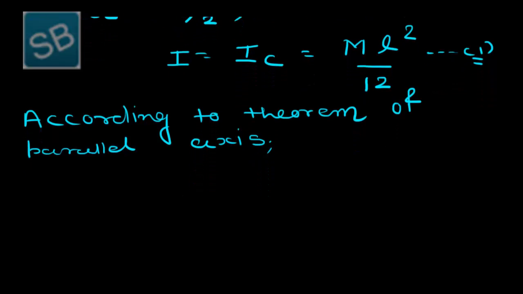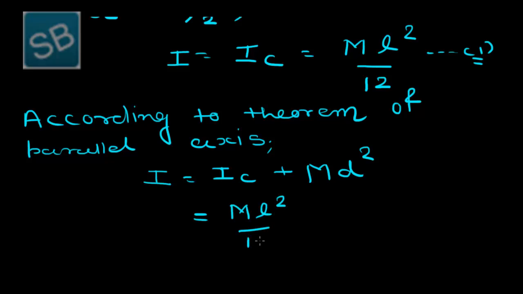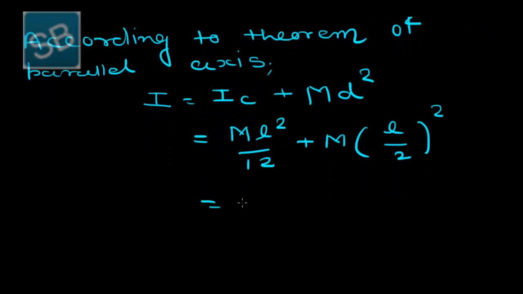I is equals to IC plus MD square, and here the value of IC is ML square by 12 plus M is as it is, the value of D is L by 2. So L by 2 whole square, that is equals to ML square by 12 plus ML square by 4.